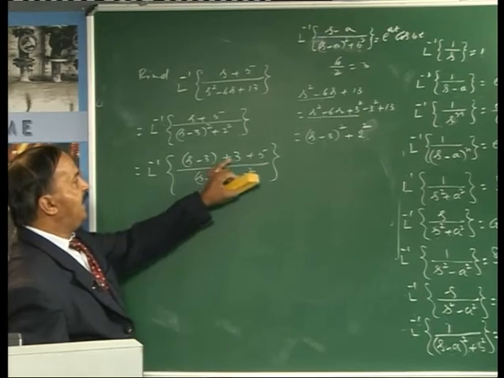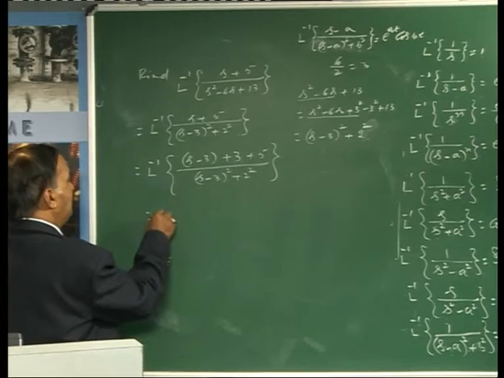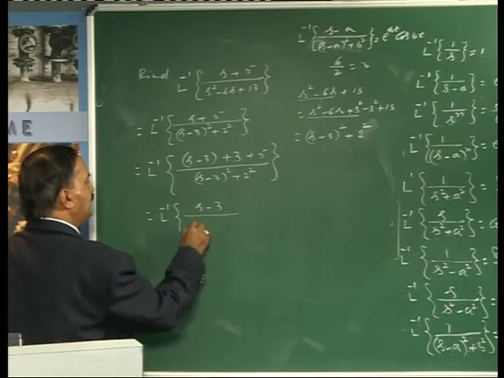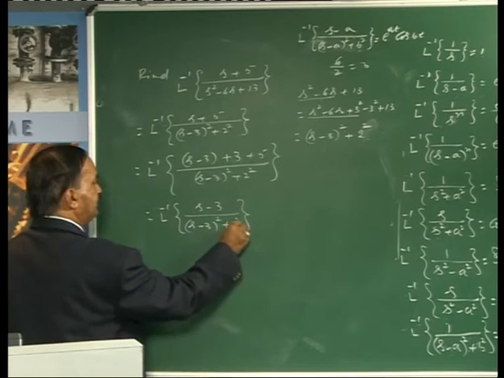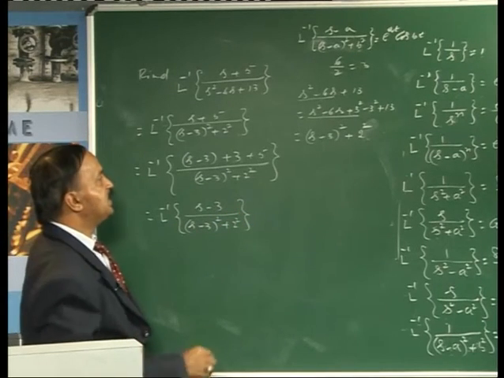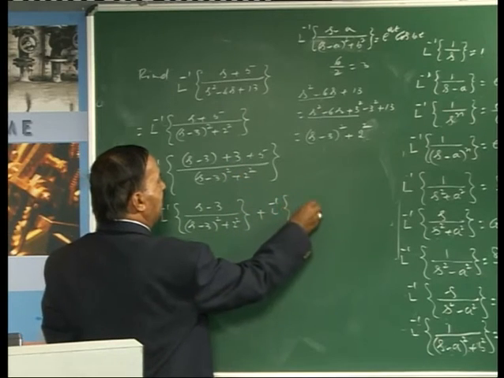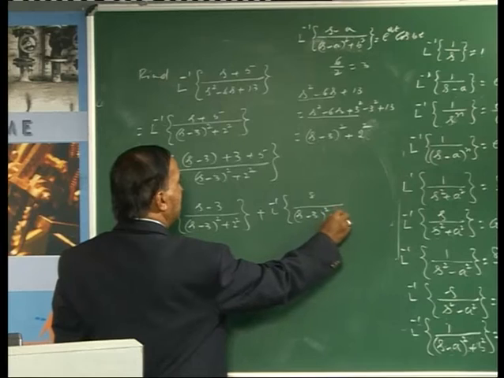That means here add and subtract 3 here. So that is equal to L inverse of (s minus 3) by (s minus 3) whole square plus 2 square, plus 2 square, 5 plus 3, 8. That means L inverse of 8 divided by (s minus 3) whole square plus 2 square.